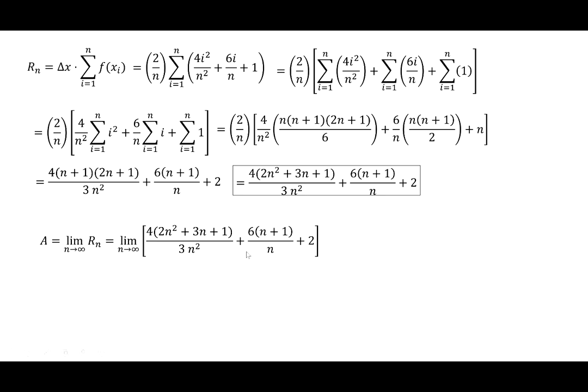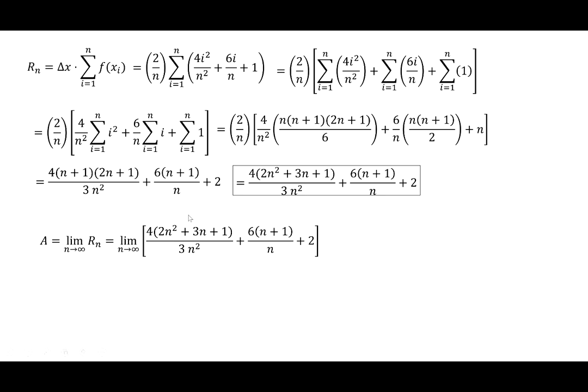Cool. Okay, now let's come here. Do we have a first degree polynomial over first degree polynomial? Okay, same rule applies. The ratio of leading coefficients, coefficient of n after we distribute here, is 6. And coefficient of n is 1. So the limit is 6/1 or 6. Limit of a constant is the constant itself.